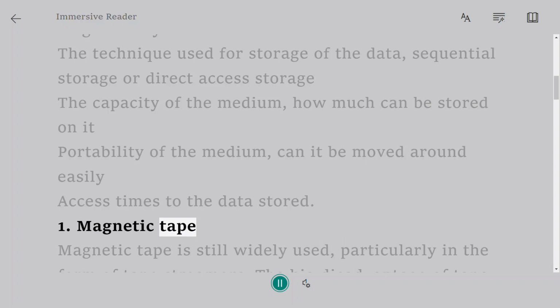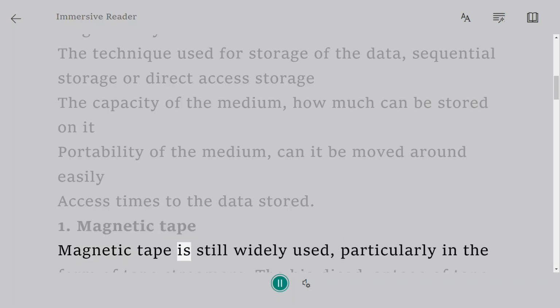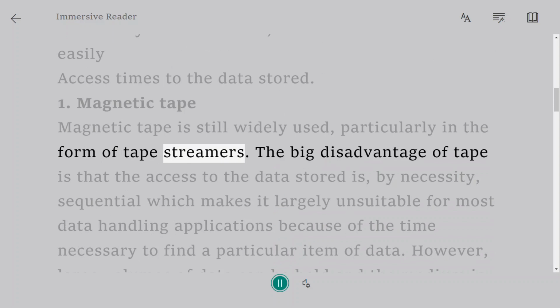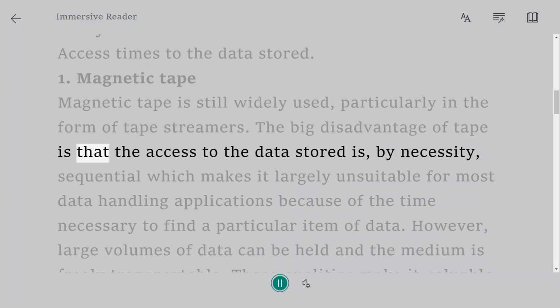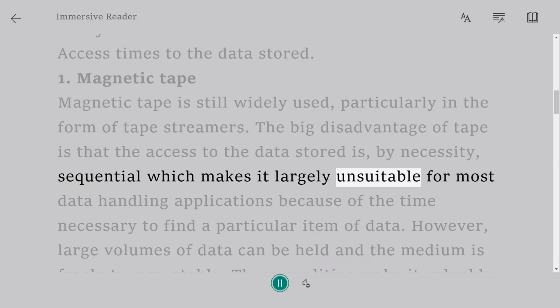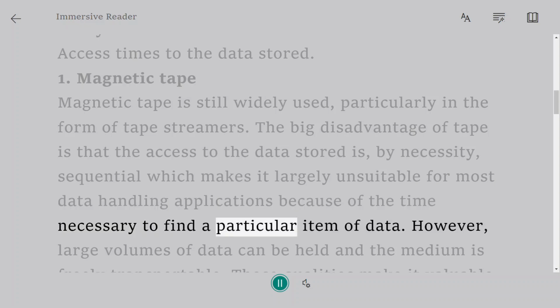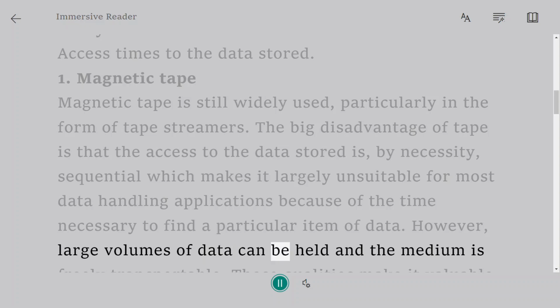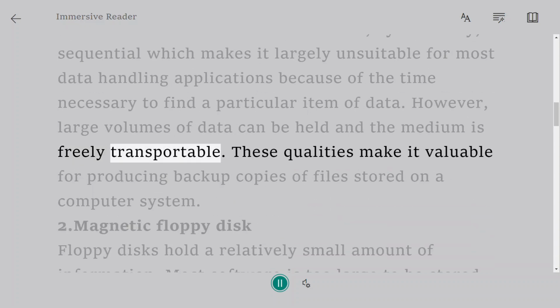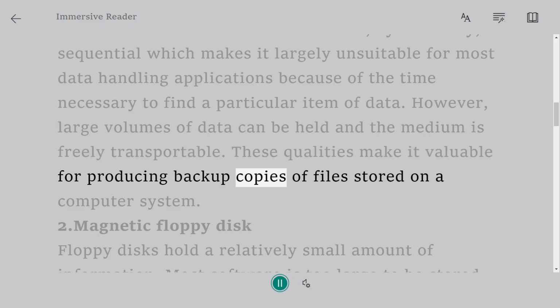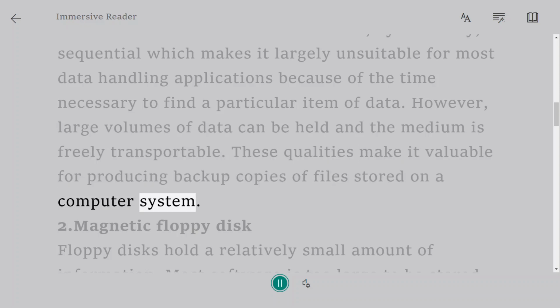1. Magnetic tape. Magnetic tape is still widely used, particularly in the form of tape streamers. The big disadvantage of tape is that the access to the data stored is, by necessity, sequential, which makes it largely unsuitable for most data handling applications because of the time necessary to find a particular item of data. However, large volumes of data can be held and the medium is freely transportable. These qualities make it valuable for producing backup copies of files stored on a computer system.